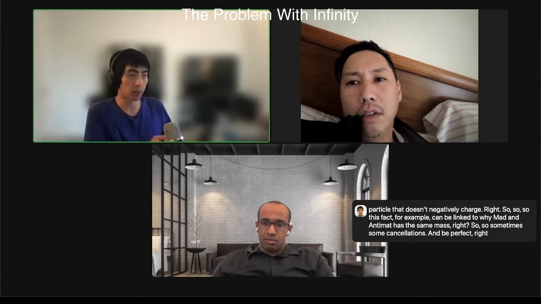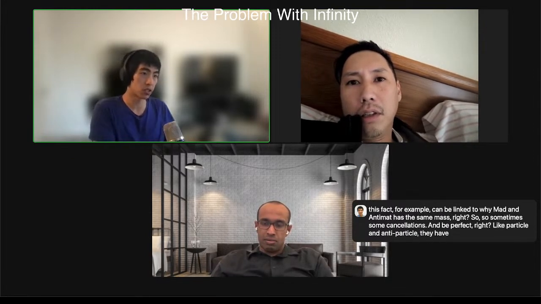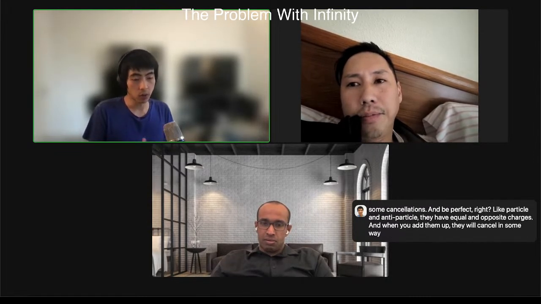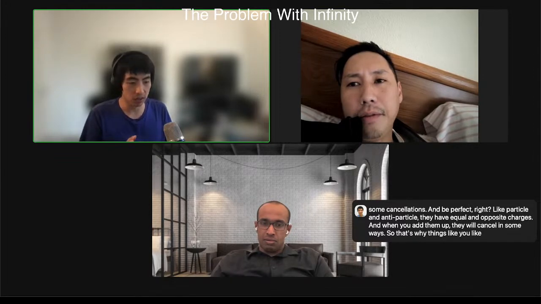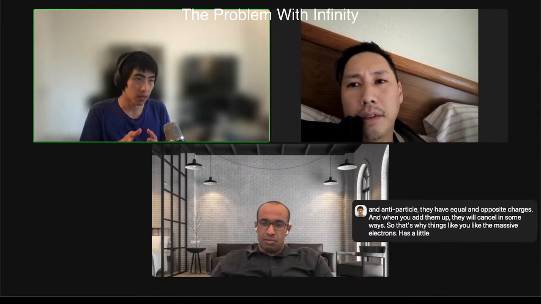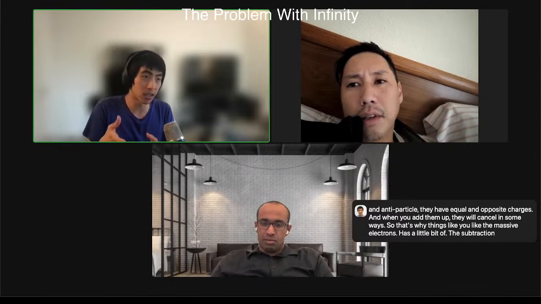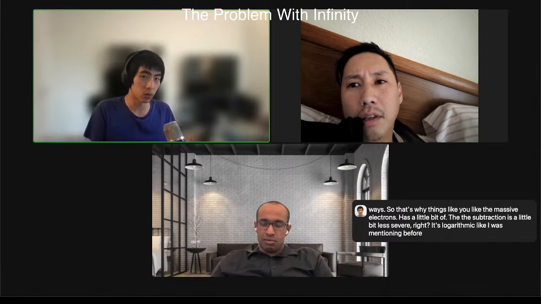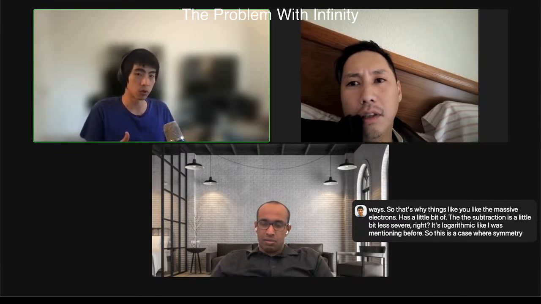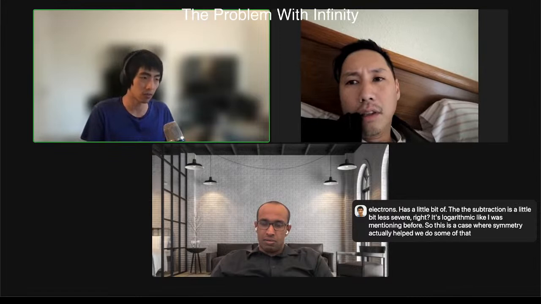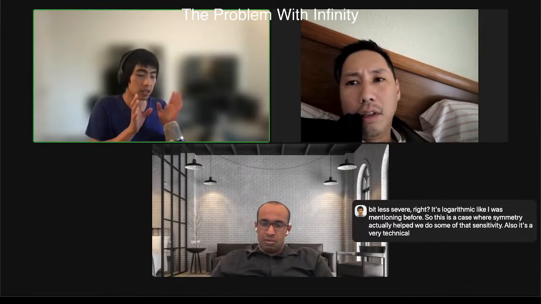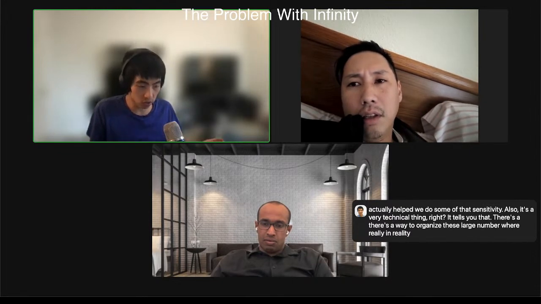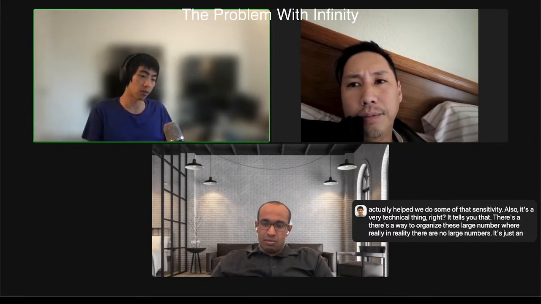Like particle and antiparticle, they have equal and opposite charges, and when you add them up, they will cancel in some ways. So that's why for things like the mass of electrons, the subtraction is a little bit less severe, right? It's logarithmic, like I was mentioning before. So this is a case where symmetry actually helps reduce some of that sensitivity. Also, it's a very technical thing, right? It tells you that there's a way to organize these large numbers where really, in reality, there are no large numbers. It's just an artifact of our calculations.